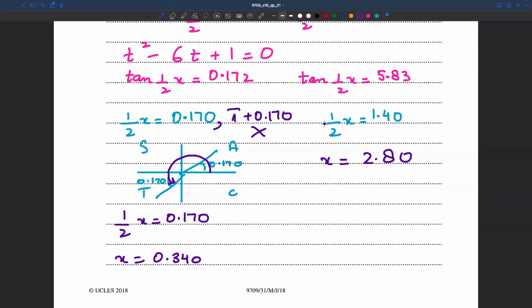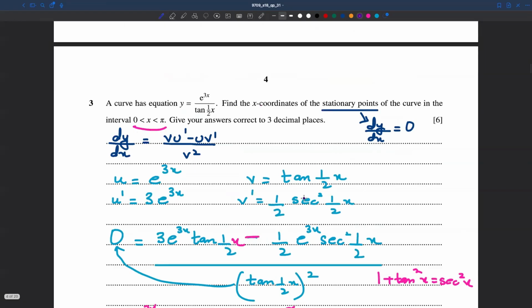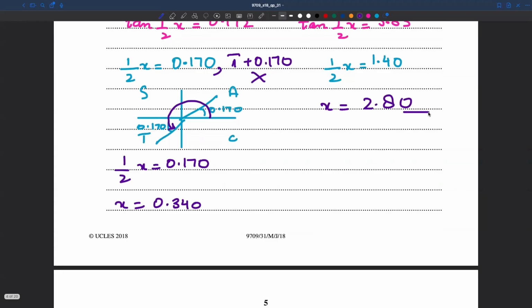An important thing to get an A: in the question, it said give your answer correct to 3 decimal places. If I'm giving my answer to 2 decimal places over here, I will lose a mark. In the exam, you will definitely lose a mark.